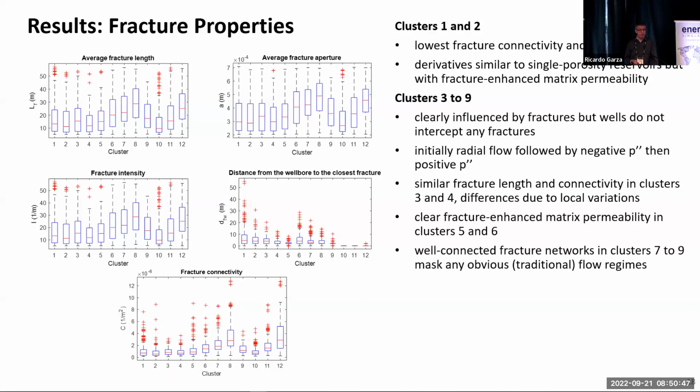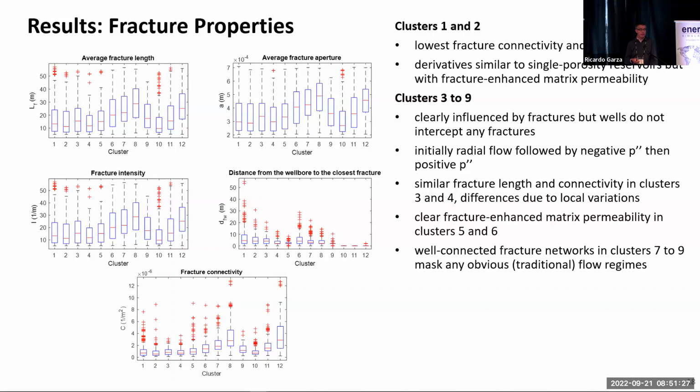Clusters 3 to 9 are all clearly influenced by the fractures, but the well still doesn't intercept the fractures. So if you have core, you wouldn't see that fractures are present. Initially, there's a radial flow signal, and then all these clusters have a very negative second pressure derivative, and then they trend upwards with a positive second pressure derivative. In clusters 3 and 4, the fractures have very similar length and similar connectivities, but there are variations due to the different connections and the different locations of the fractures. That's typical if you have a poorly connected fracture network that is close to the percolation threshold.